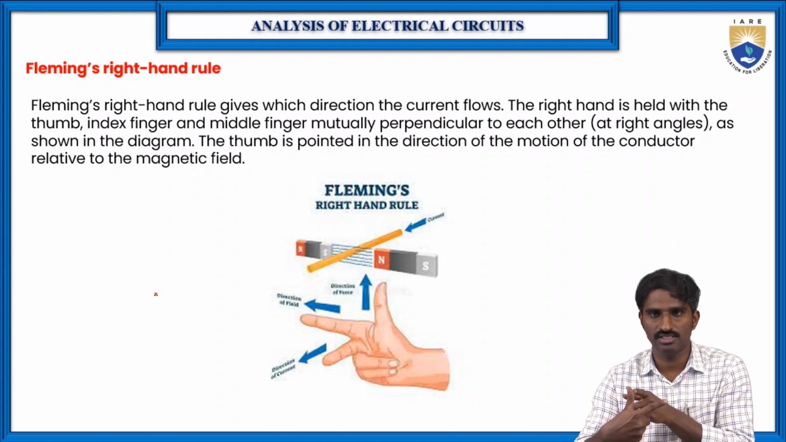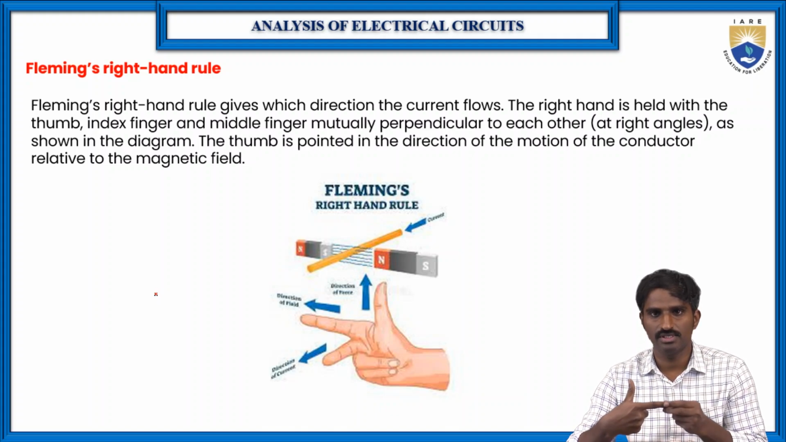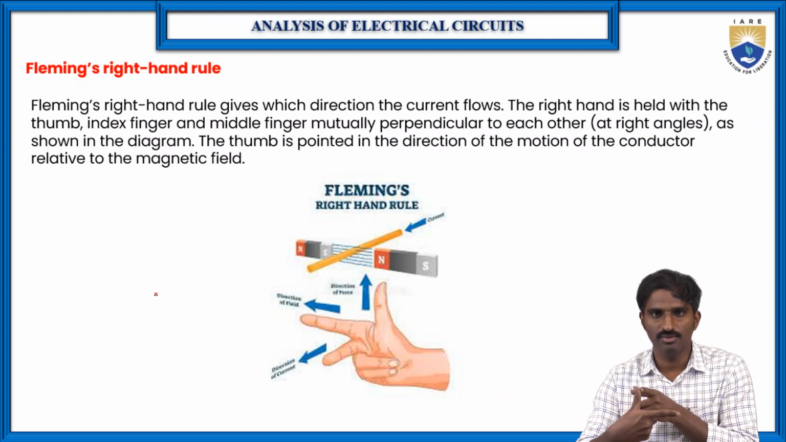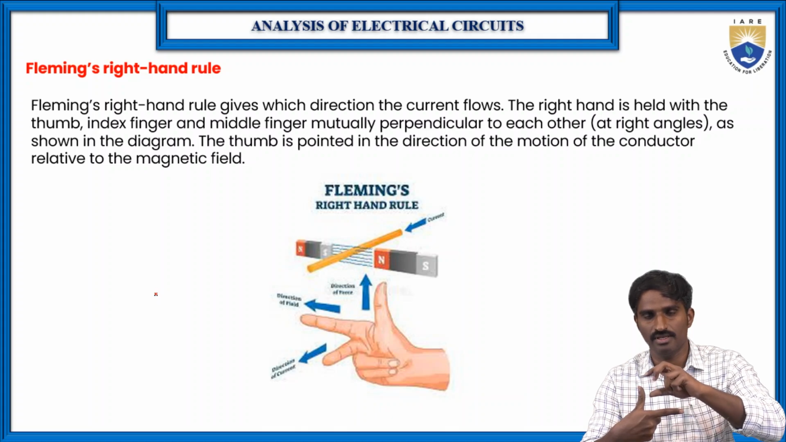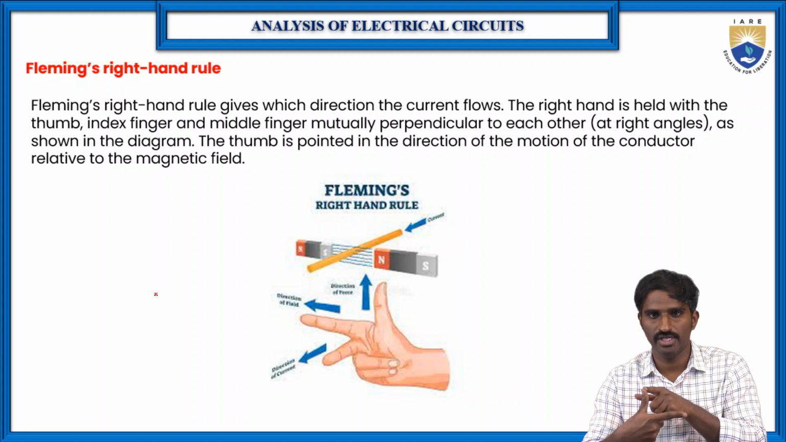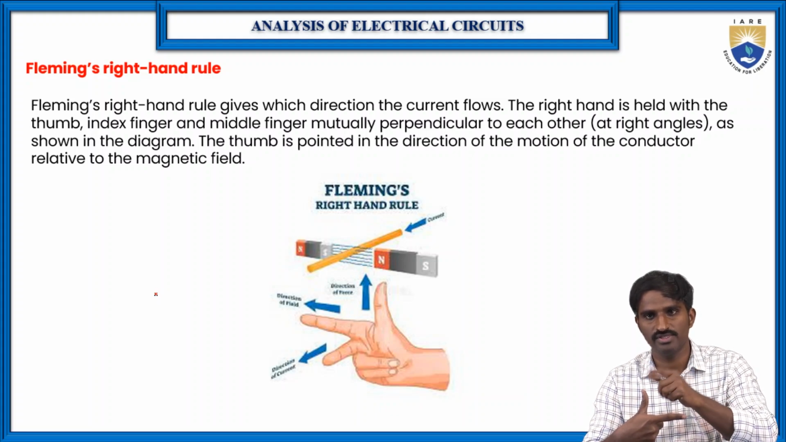So like this here, this is the thumb, and this is the forefinger, and this is the middle finger, right? So what does the thumb represent in Fleming's right hand rule? The thumb represents the direction of the force. If you take a motor or generator concept, the direction of the force is a rotating force, in which direction, whether clockwise or anti-clockwise.